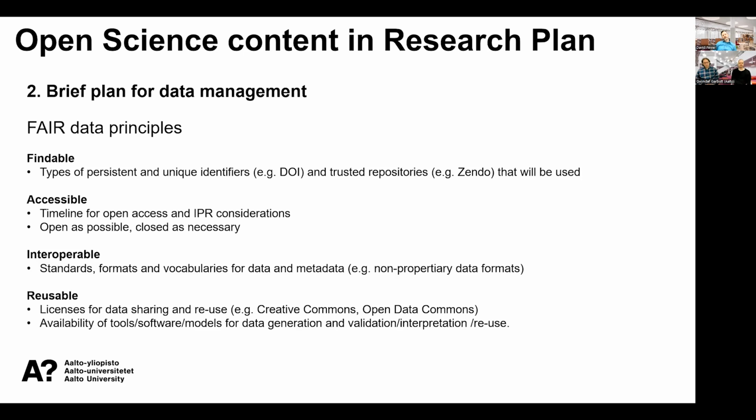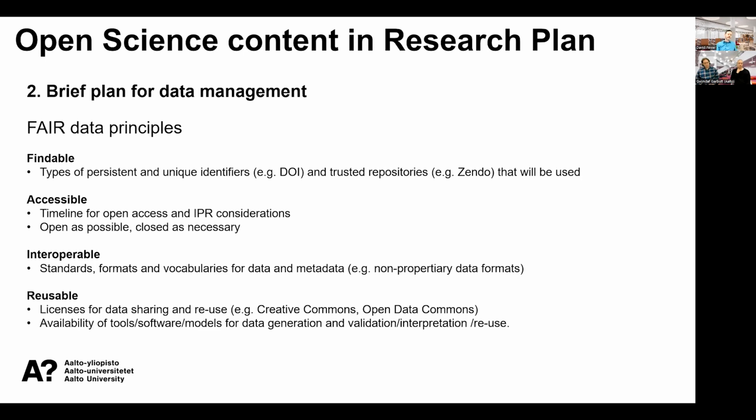So just to go through the FAIR data principles in a little more detail. The data you generate should be findable. You can consider using persistent and unique identifiers, for example, digital object identifiers, DOIs, and you could consider using trusted repositories, Zenodo or GenBank, for example. And be as specific as you can to convince the reviewers that you have thought this through and that you've got a high quality plan.